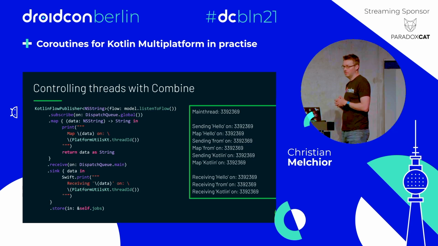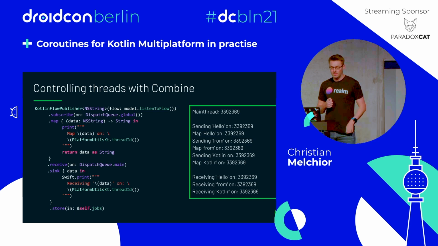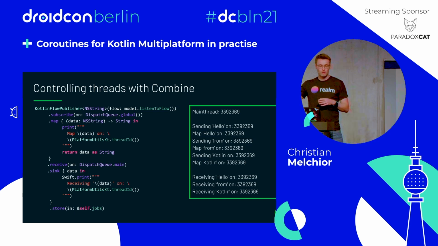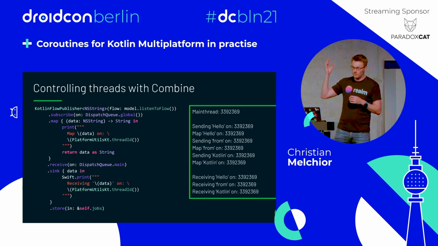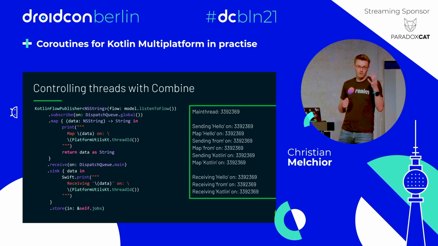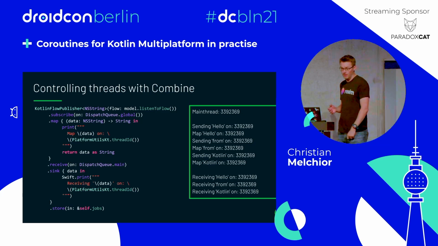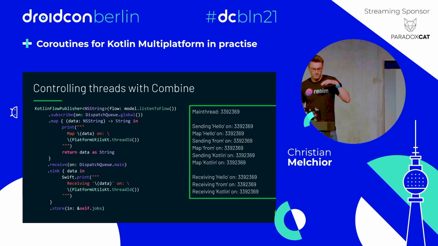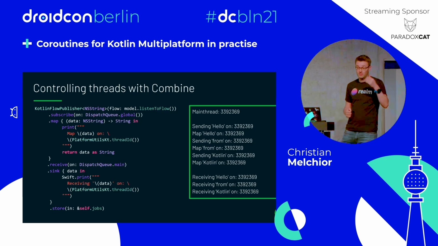So as you can see here, everything still happens on the main thread. The reason is that we defined the scope of what the work on the Kotlin side runs on, on the Kotlin side. So even if we subscribe to the flow on the global dispatch queue, that in itself doesn't change threading. And unlike flows, it doesn't affect downstream. So the map method here still just runs on whatever thread emitted the elements, which in this case was the main thread.